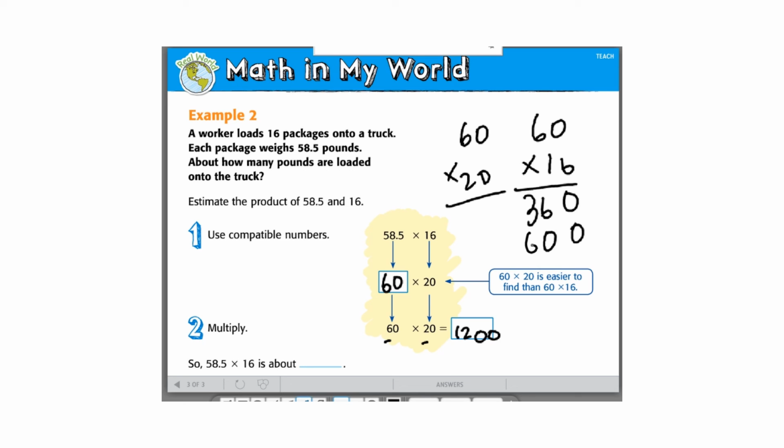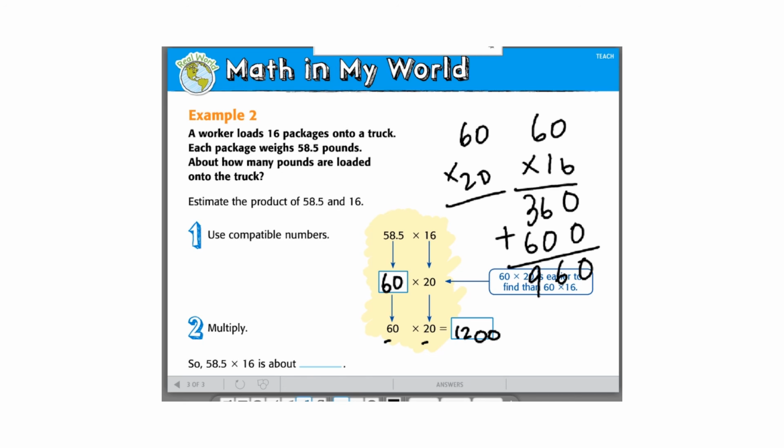So it depends on what works better for you. Some people don't like to switch on and off ways. See how we have 960? So your actual answer is going to be closer to 960. You're right. So this number is 240 lower than this one. So your actual answer, though, is going to be closer to 960 than to 1,200.